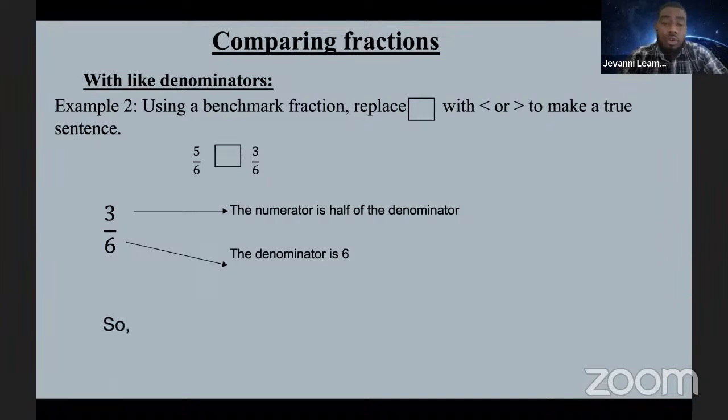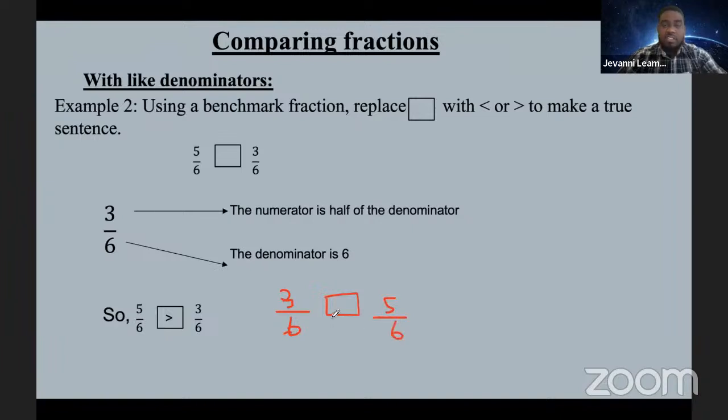So we say that 5/6 is greater than 3/6, and this is a greater than sign. Now, what if I had this? Let me change it a bit. What if I had 3/6? Sorry for the bad handwriting. All right, this is 3/6. I have the box, and I have 5/6.